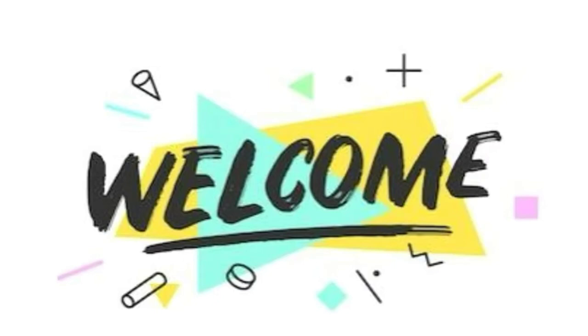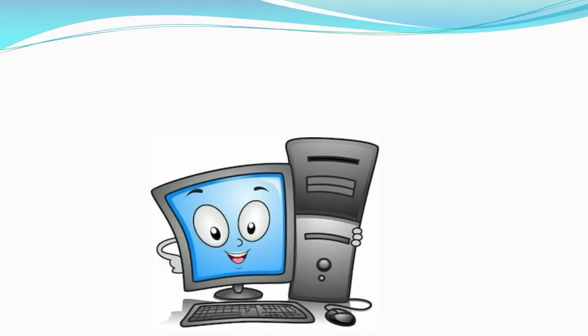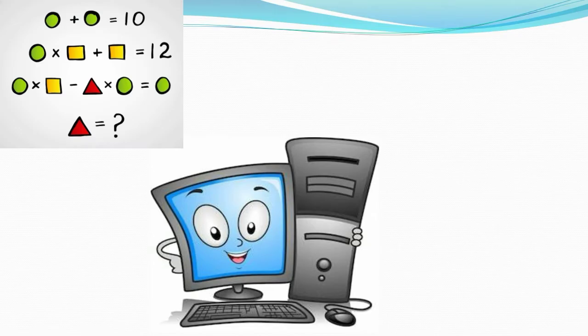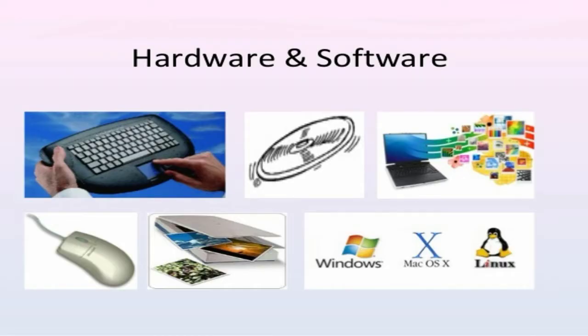Today we are going to study lesson number 1, Computer Hardware and Software. In this lesson, you will learn about computer hardware and software. Computers help us do our work with ease, whether it is solving a difficult mathematical puzzle or writing a poem. Computers can be simple and they can be complex, but they are made up of two components, hardware and software.